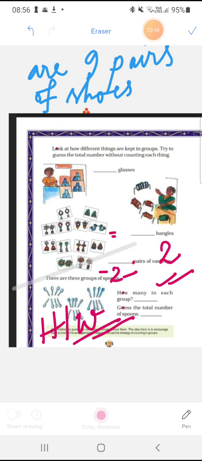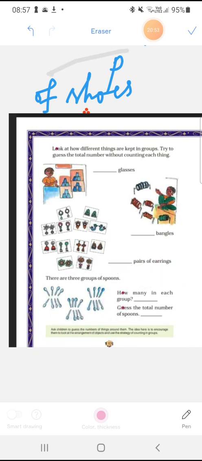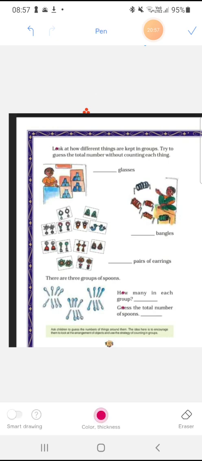So students, what is your homework? Which one is your homework? The question of the spoon is your homework. Or you can say classwork, not homework. This is your classwork. Okay, this is your classwork.